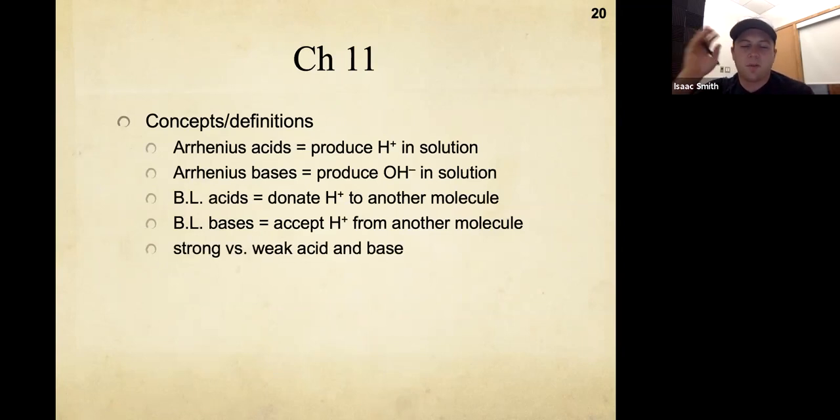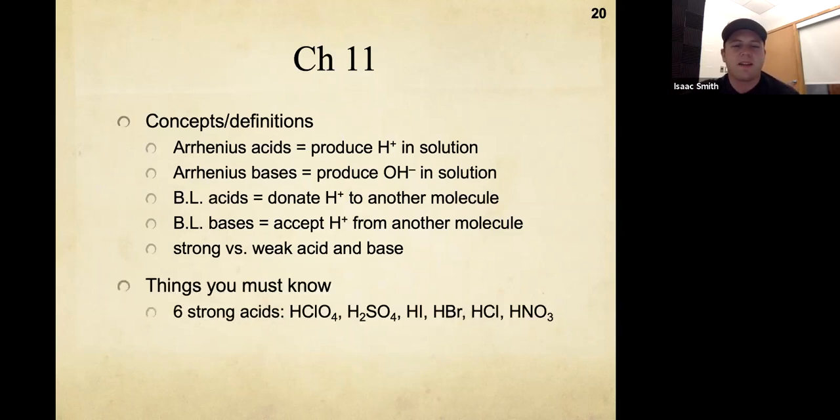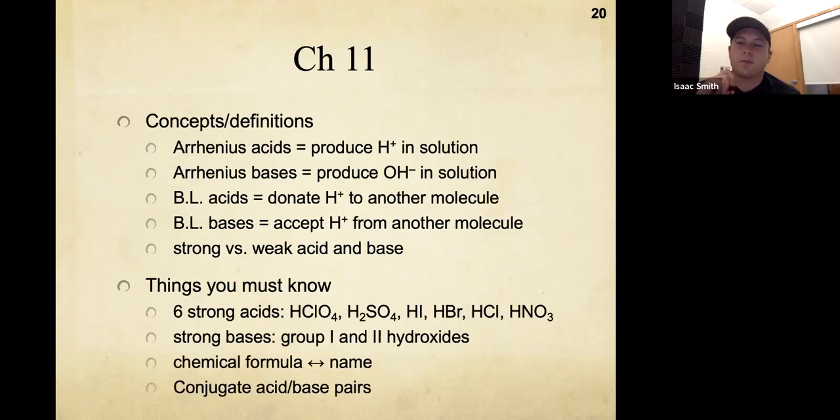And then how to determine if something is a strong or a weak acid, or a strong or a weak base. So there's strong acids that you need to memorize, and strong bases that you need to memorize, and then everything else is going to be either a weak acid or a weak base. So know the 6 strong acids, the strong bases, converting from chemical formulas to names, from names to chemical formulas for acids, and then identifying conjugate acid-base pairs in an acid-base reaction.